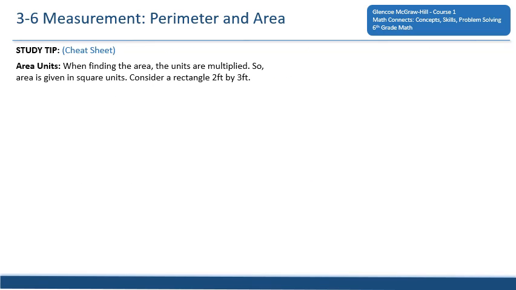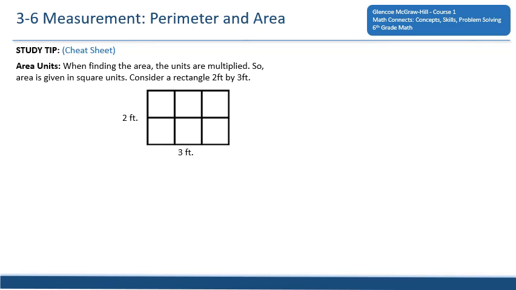Study tip: area units. When finding the area, the units are multiplied. So area is given in square units. Consider a rectangle that's 2 feet by 3 feet. Remember, area equals length times width. So the area of this rectangle equals 2 feet times 3 feet, or we have area equals 2 times 3 and times feet, and area equals 6 feet squared.